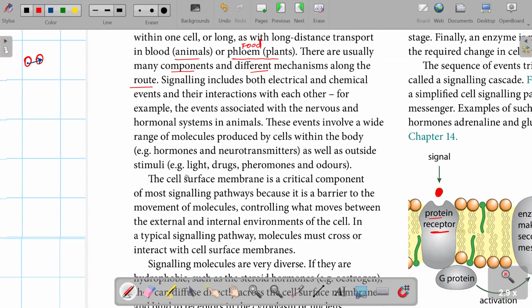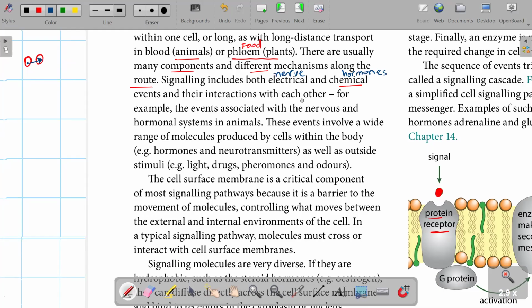Now, signaling includes both electrical and chemical events. What are electrical events? They may be in the form of the nervous system. Your nervous system gives the electrical response, and the chemical response is given by the hormones. Remember this: the electrical signal is given by the nerves, the nerve impulse; the chemical signal is given by the hormones.